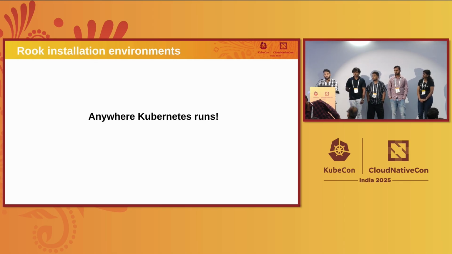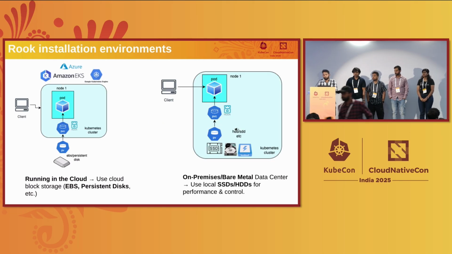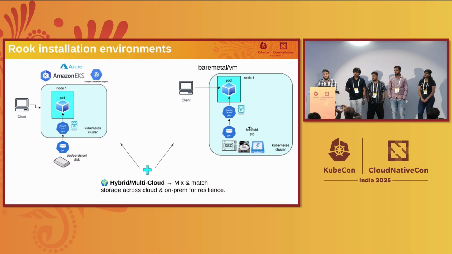And Rook can be installed anywhere. You can run Kubernetes, by that I mean, on any cloud, or on bare metal or on-premise, and it can also be hybrid. So you can have multiple clouds, and you can also integrate your bare metal.